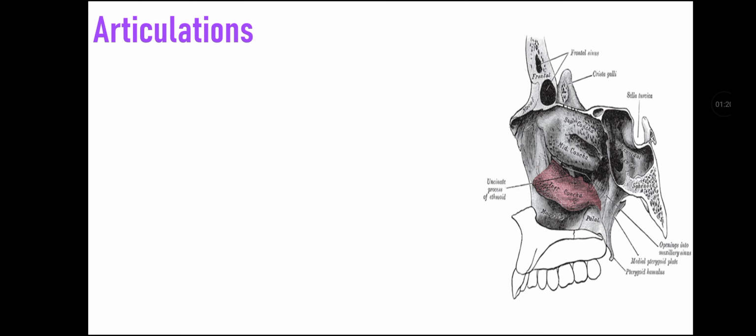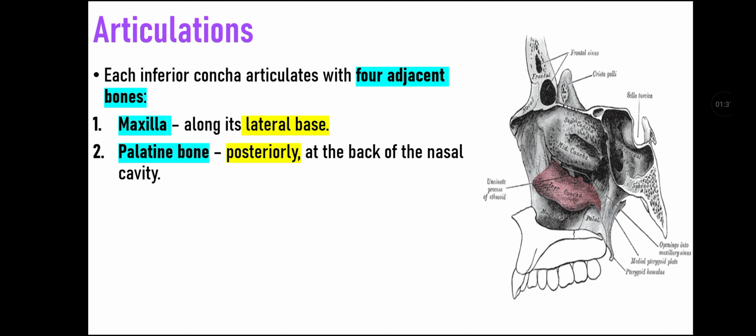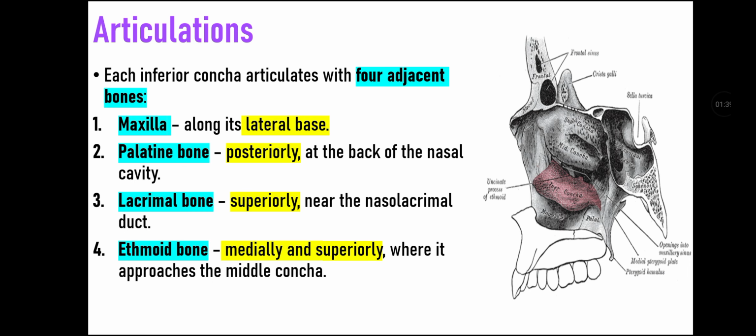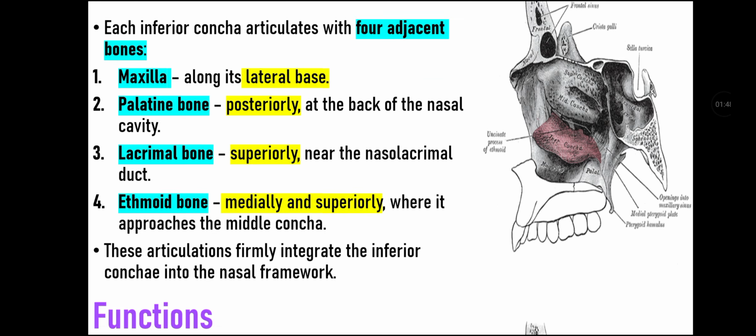Talking about the articulation, each inferior conchae articulates with four adjacent bones. They are the maxillary, present along its lateral base; the palatine bone, present posteriorly at the back of the nasal cavity; the lacrimal bone, present superiorly near the nasolacrimal duct; and the ethmoid bone, present medially and superiorly where it approaches the middle conchae. These articulations firmly integrate the inferior conchae into the nasal framework.